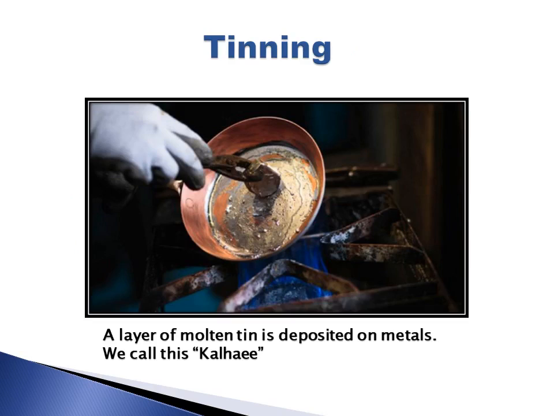Tinning. In this method, a layer of molten tin is deposited on metal. We call this kalai. A greenish layer forms on the surface of a copper or brass vessel. This greenish layer is poisonous. If buttermilk or curry is placed in such a vessel, it gets spoiled. Tinning is done to prevent all such damages.